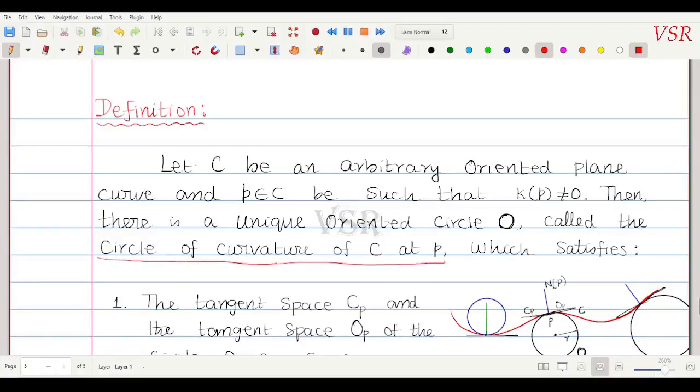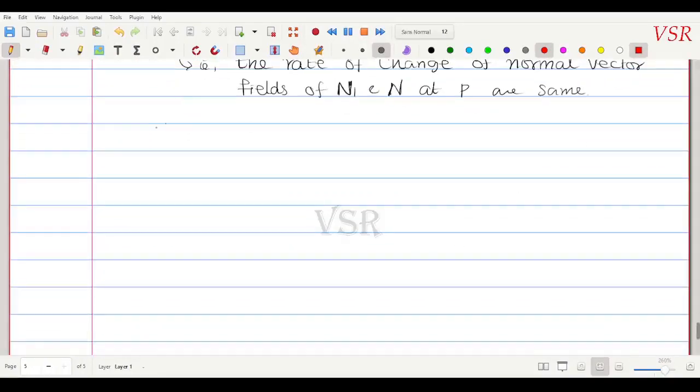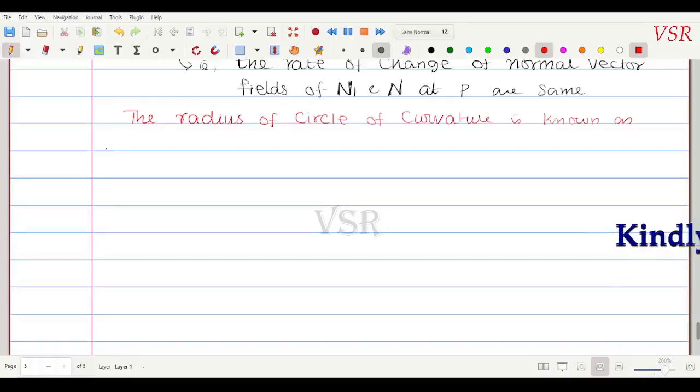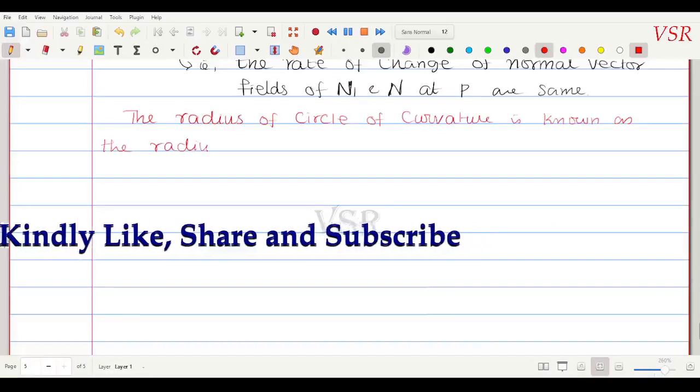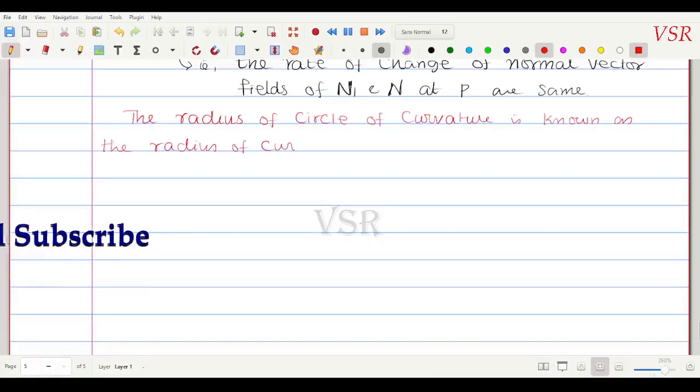The radius of the circle of curvature is called the radius of curvature. Okay, so I'll stop here, we'll meet in the next video.